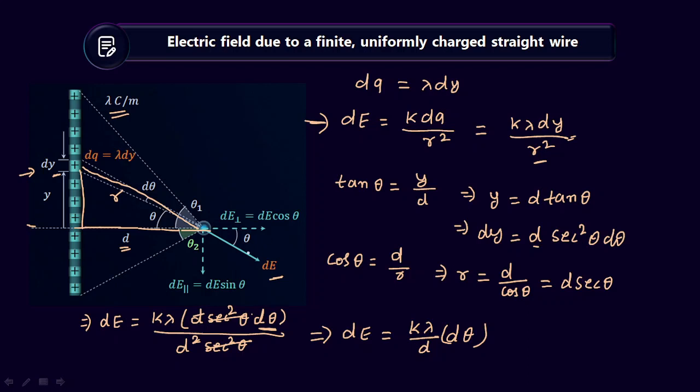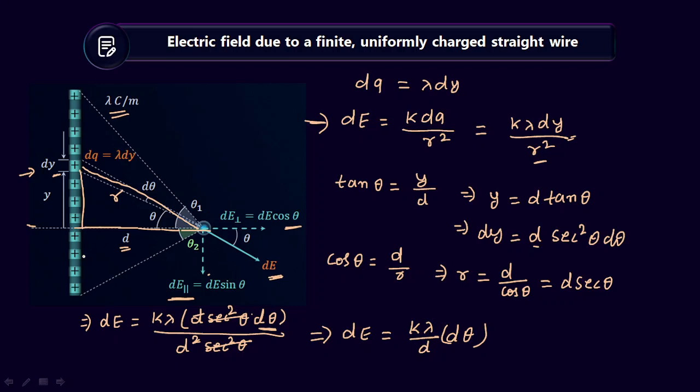Now we can break this dE in two parts. One is along the line which is parallel to the wire, that is called dE parallel, and one which is perpendicular to the wire, that is dE perpendicular, dE cos theta. We can break it in two parts, right?